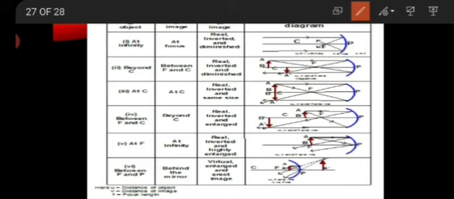And the third condition is where the object is placed between F, that is the focal point, and C. This is the object AB. When the light rays pass from the object towards the mirror, we obtain a real, inverted and enlarged image. Here we obtain the enlarged image. See, the size of the object is smaller than the size of the image. So we get an enlarged image when the object is placed between the focal point and the center of curvature.